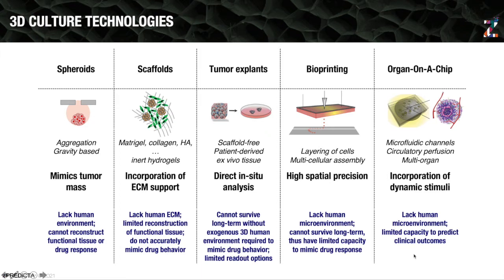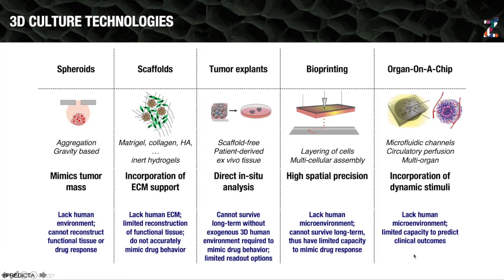Spheroids of various types have been utilized, using aggregation methods or gravity-based methods such as hanging drop methods and magnetic aggregation. These methods are designed to mimic tumors, but unfortunately they lack the human environment, and it's a little bit harder to reconstruct functional tissue or drug response because these systems don't utilize the true microenvironment of a tissue.